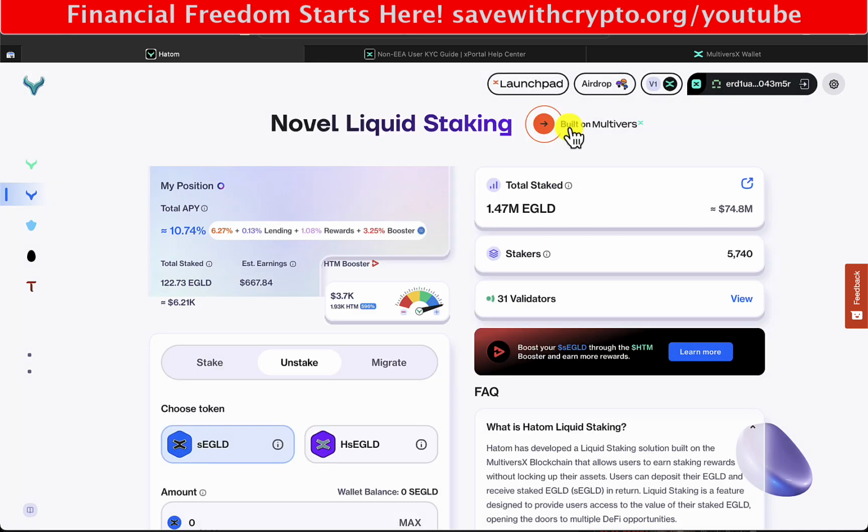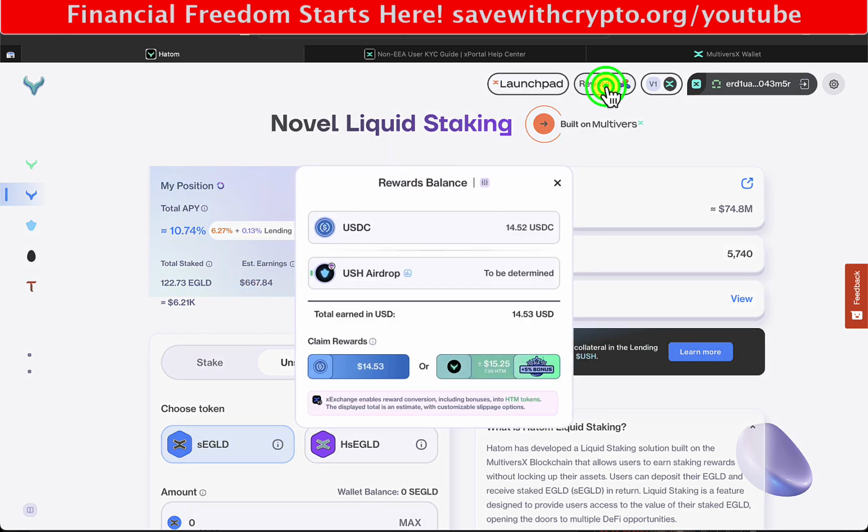I don't really like this platform. I find it a bit too complicated, and I really can't work out what's going on, and if it's good, or I don't know if I've got more than I started with, or it's very hard to work it out. I mean, there are some rewards due here. Either have the money as USDC, and that would be $14.53, or I could have it as Hatom when I get $15.25 because it's got a 5% bonus. Let's see how that works, shall we?